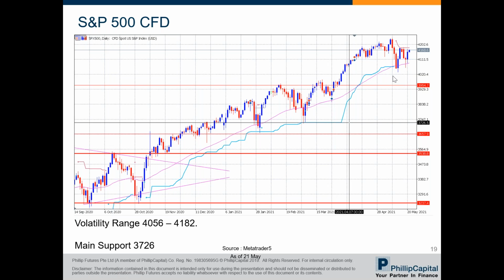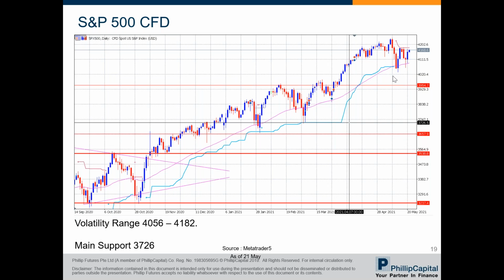Currently, buyers are pushing towards 4,182 and would attempt to push past this level. If it succeeds, which it did, it will try to push towards the all-time high. But sellers are expected to come in and defend around the top, which is about 4,180 first. For now, volatility is still expected within the broad range of 4,056 to 4,182.